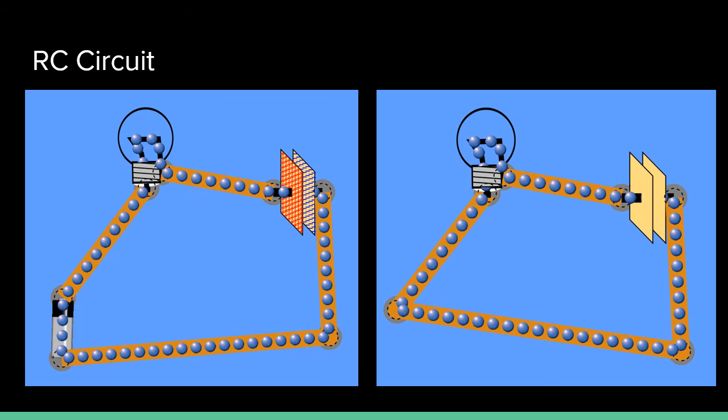So now onto the RC circuits. On the left, we see a capacitor being charged by a battery going through a light bulb, and on the right, we see a light bulb that is being powered by the capacitor. And in these two models, the charge is actually moving in the opposite direction.